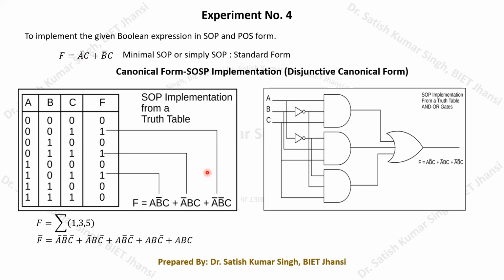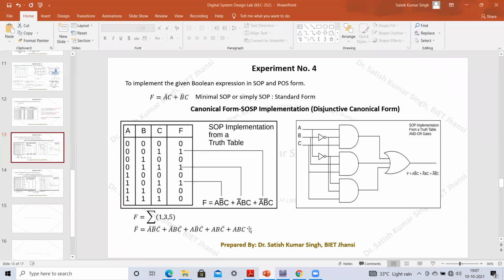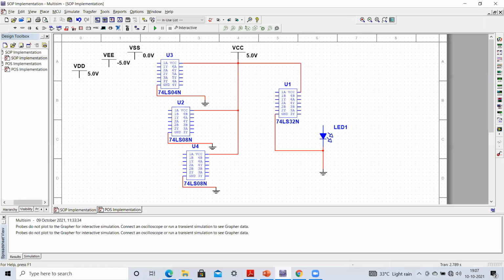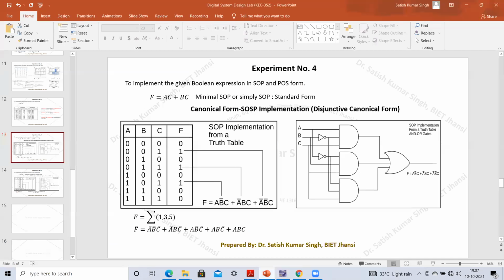So let's start with the implementation part in the MultiSim. This is our MultiSim software, where we have to implement the SOP and POS representations. You can go back to this particular circuit. You can see that here we have to take the 3 input AND gate, and then the 3 input OR gate. Normally you won't find any 3 input AND gate and OR gate ICs.